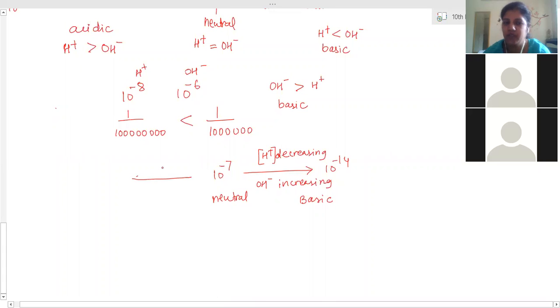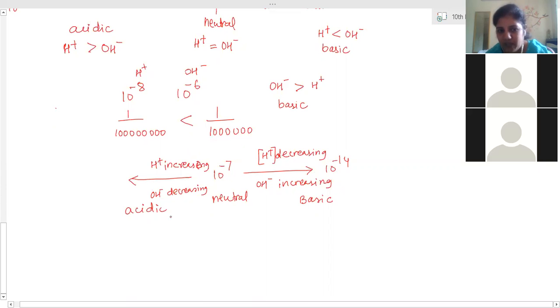And what is happening here? H plus ion concentration is increasing and OH minus is decreasing. So in such cases, H plus ions are more than OH minus ions. So this area is of acidic substances. For all acidic substances, H plus ion concentration is more than 10 to power minus 6, and it will range till 10 to power 0 only. It won't go beyond 1. And on the other side, H plus ion concentration is decreasing and it will go till only 10 to power minus 14. It won't go beyond that.